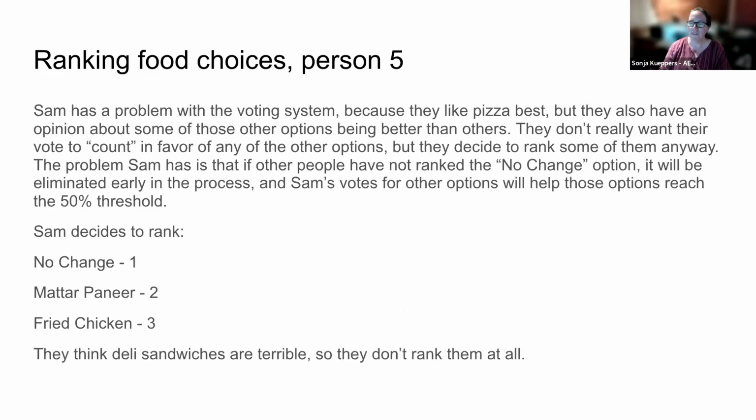And then finally, our fifth person, Sam. Sam has a problem with the voting system because they like pizza best, but they also have an opinion about some of the other options being better than the others. They don't really want their vote to ever count in favor of those other options, but they decide to rank some of them anyway. And the problem Sam has is that it's possible that their vote could get counted as affirmative votes for something like mutter paneer, even though they don't like mutter paneer very much. So they're having trouble figuring out how to vote.